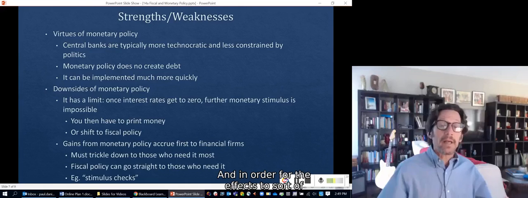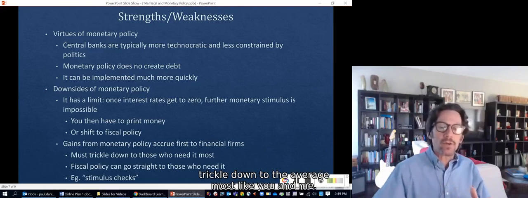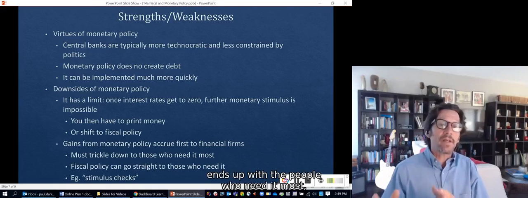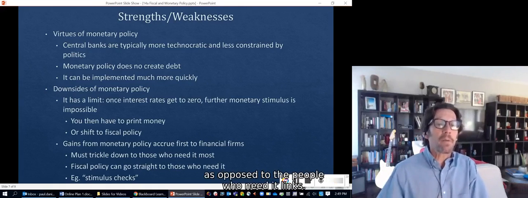In order for the effects to trickle down to the average schmoes like you and me, it takes a long time, and there's a real question as to how much of the benefit of a monetary stimulus ends up with the people who need it most as opposed to the people who need it least.